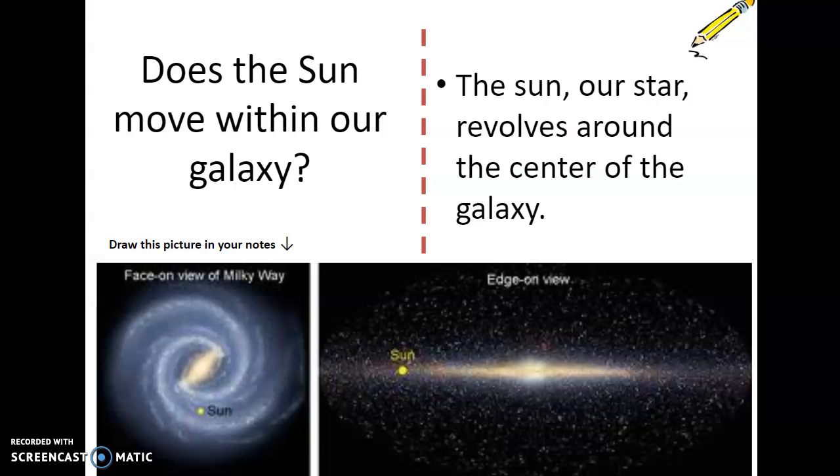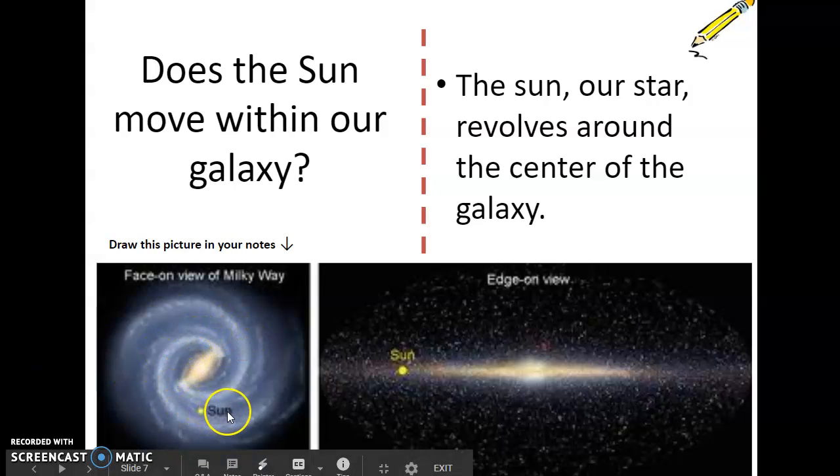So now we should ask ourselves, does the sun move within our galaxy? Yes, the sun actually revolves around the center of the Milky Way, or the center of our galaxy. If you look at this photo in your bottom left-hand corner, you see the center of the Milky Way. The sun is not in the center, but it actually revolves around the center.